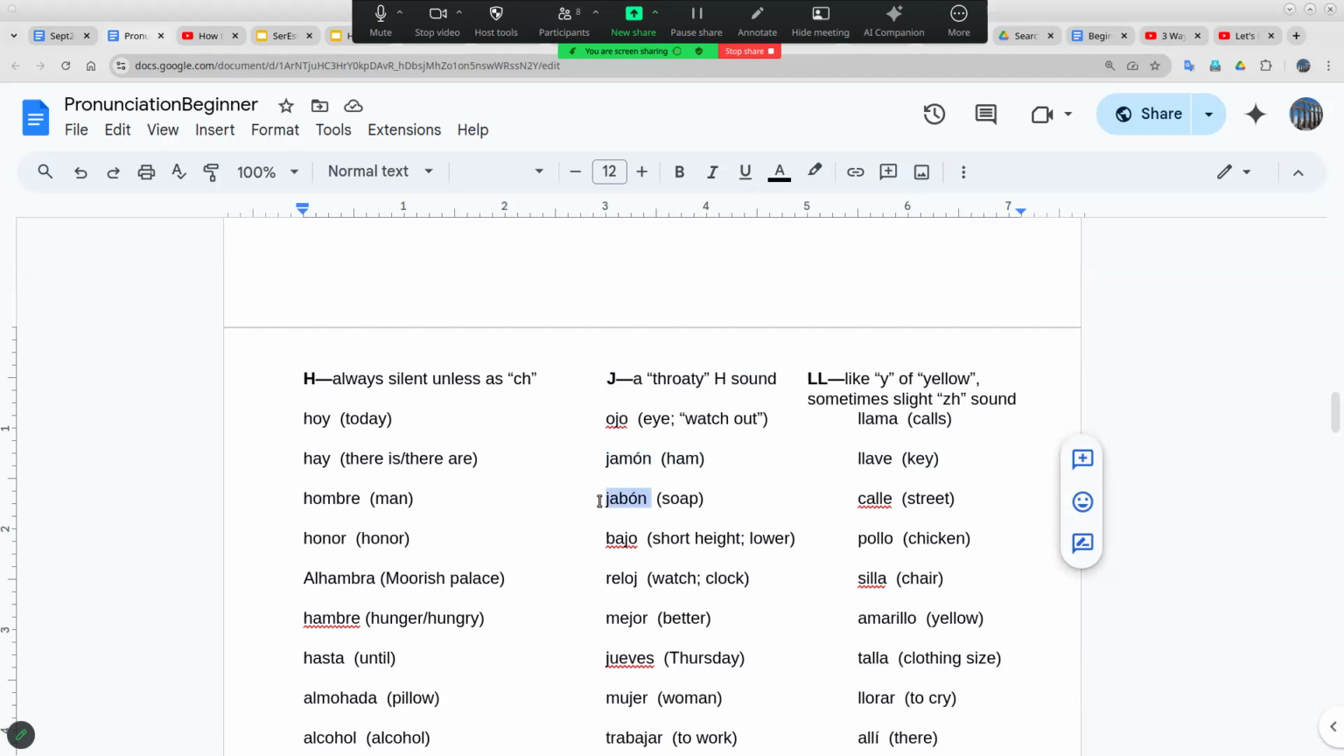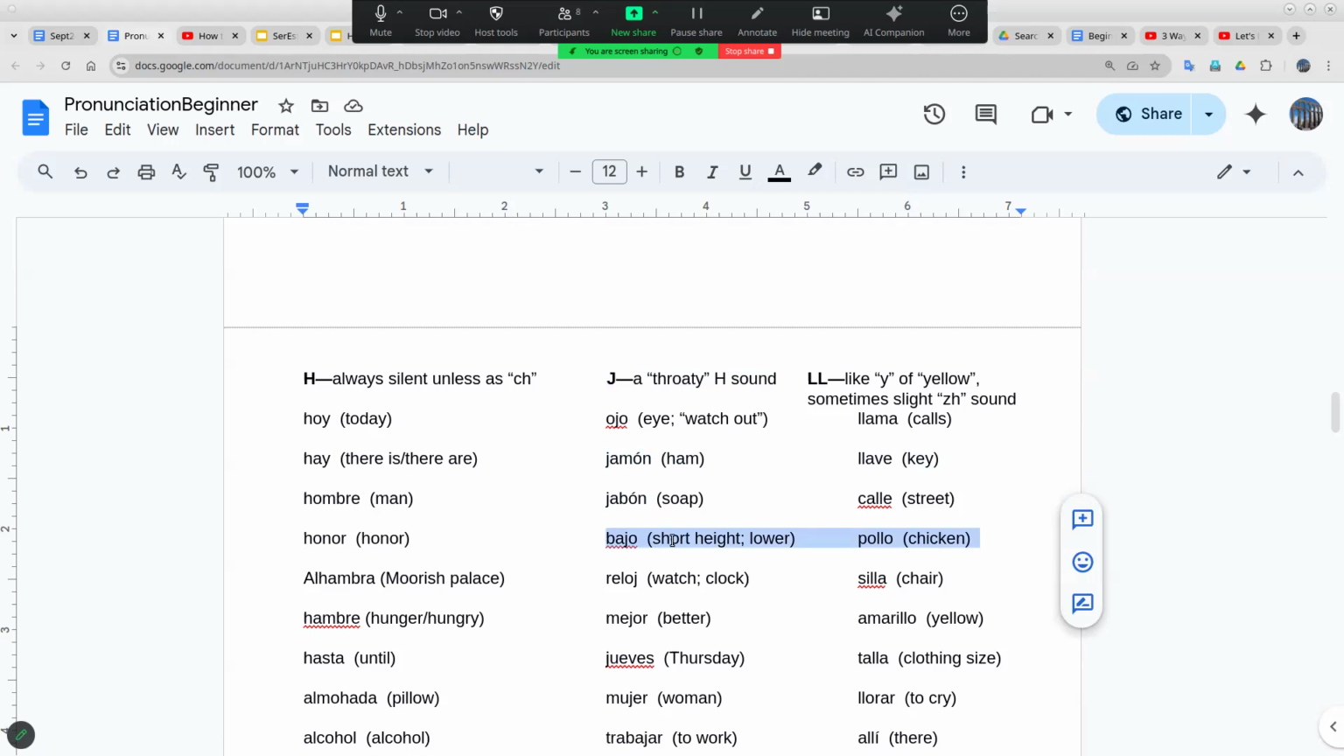Oof, we change only one letter in jamón, and we can get to a totally different word. Jabón, jabón, soap. Jabón.